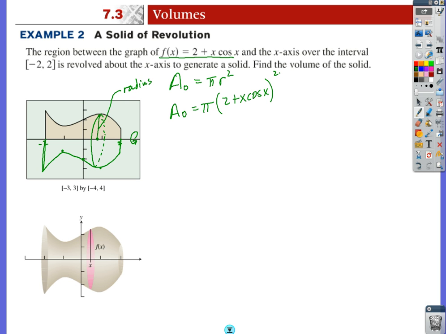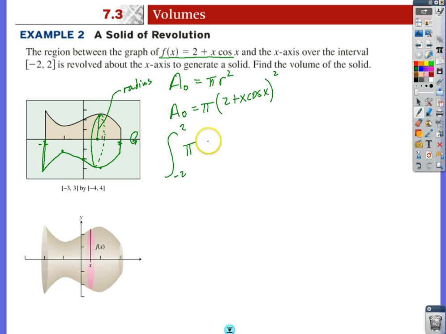Now I found my area, and I need to set my limits of integration. My limits of integration depend on which axis I'm rotating around. Since I'm rotating around the x-axis, everything is going to be in terms of x. So when I rotate around the x-axis, everything's in terms of x. So I'm going from -2 to 2.